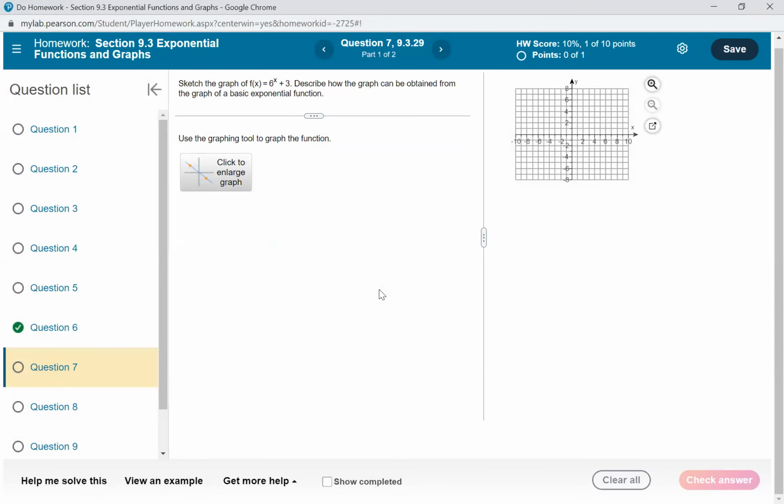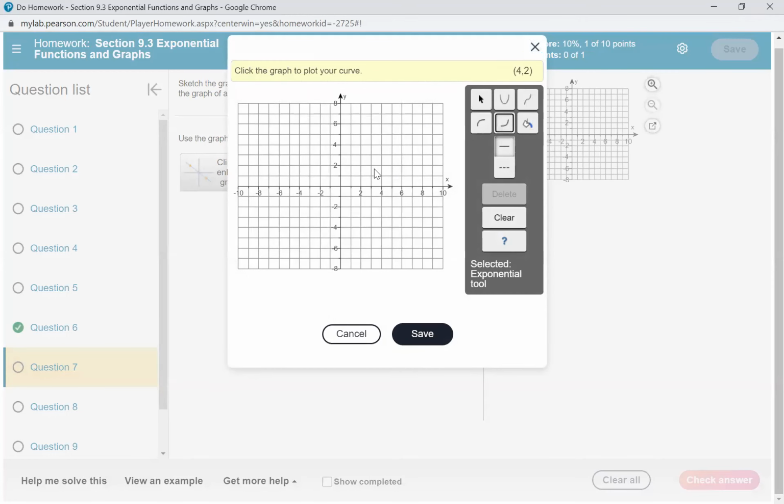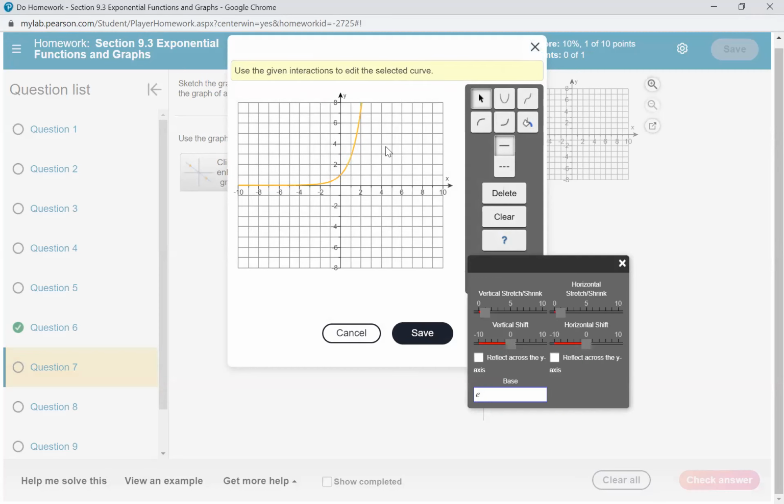So let's see what this one does. So this one looks like we're going to actually graph it first. So I'm going to click to enlarge the graph. Now notice, it's got a +3 at the end of this. So that +3 is either going to move me up or down. Since it's positive, it's going to move me up. So we click it. We're going to get our exponential tool. Click on the graph anywhere. So we said it went up 3. So I'm going to take my vertical shift and move it to a +3.